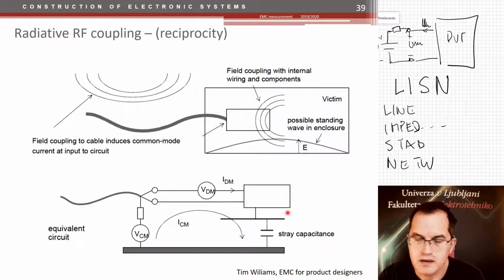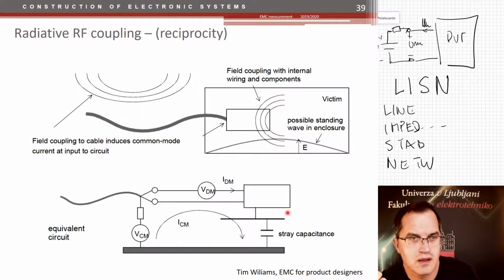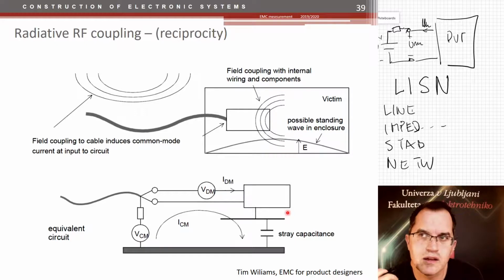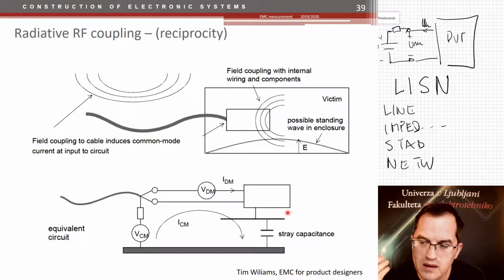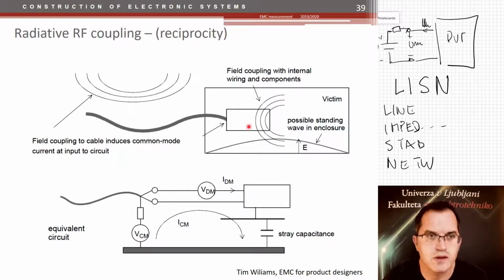Radiative RF coupling is actually reciprocal. So it acts both ways the same, mostly. So if you have a device that is very low in EMC radiation, it would also have high immunity. It would be very immune from the external radiation. So it comes both ways. Making a good device in terms of EMC, it would act both ways, mostly.